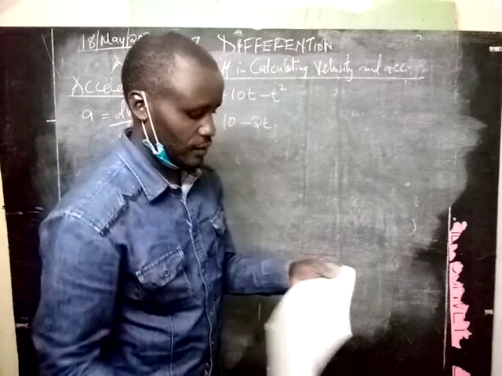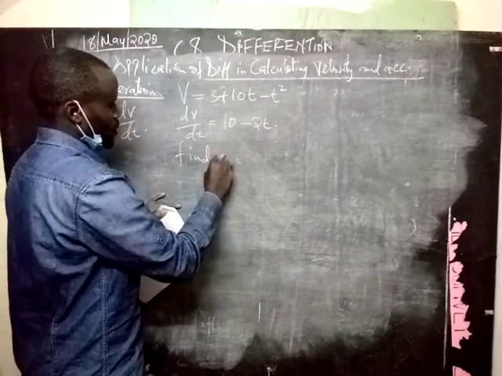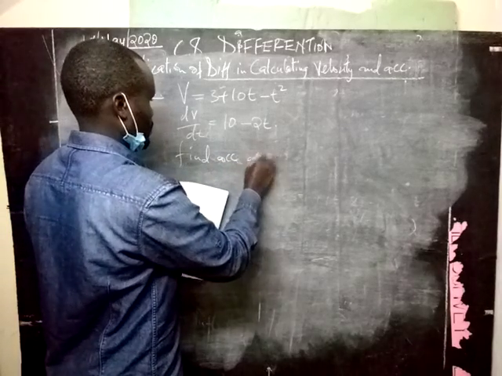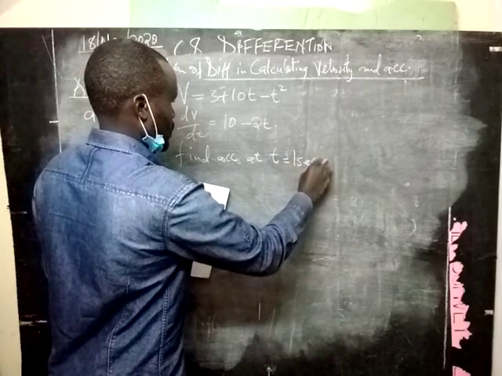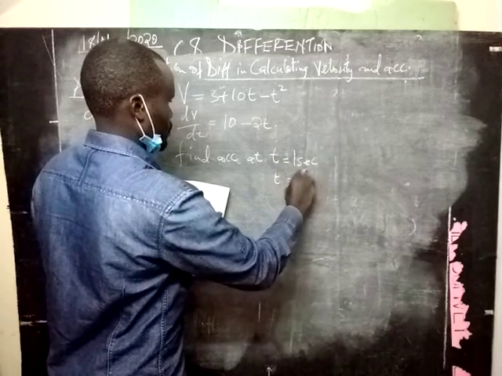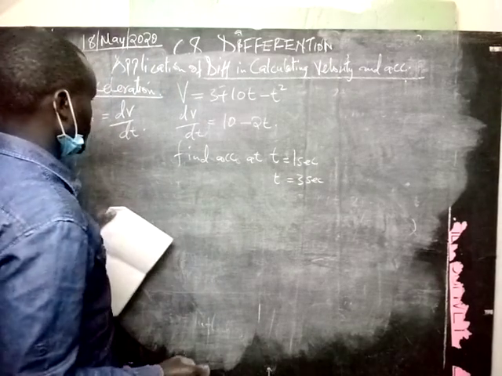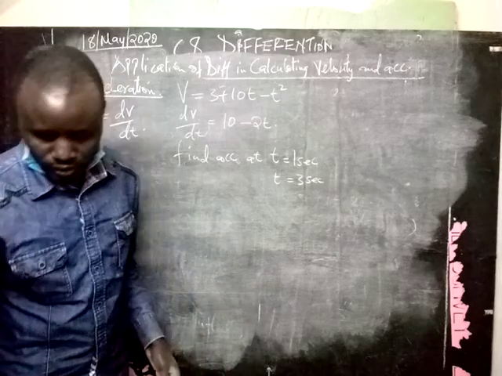Now the question is, find acceleration at t equals 1 second and also t equals 3 seconds. That is what we have to answer in this question.